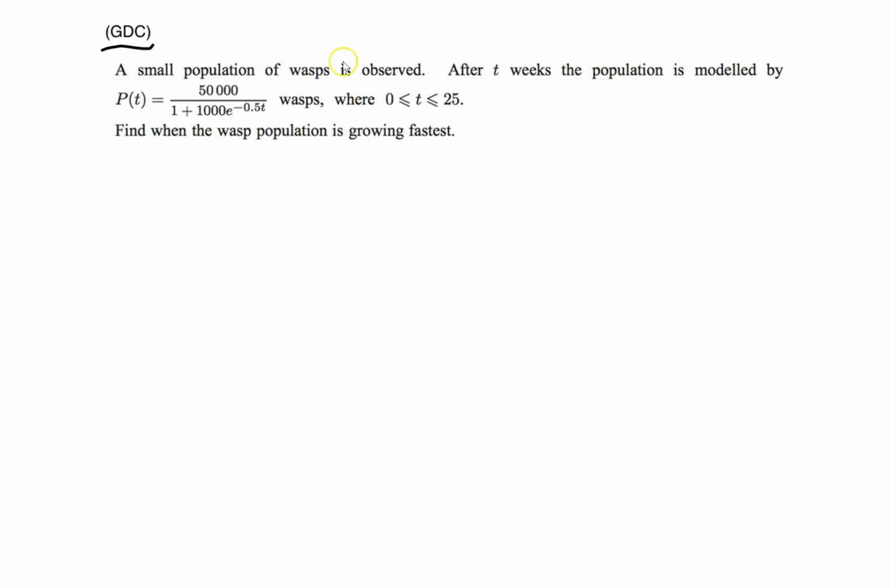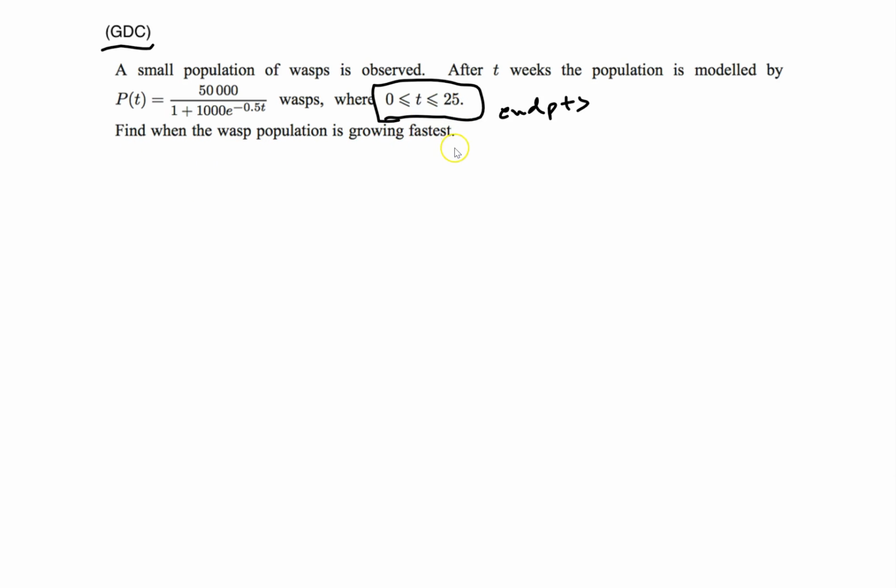Paper 2. A small population of wasps is observed. That's not the prettiest thing in the world. After t weeks the population is modeled by this. So this is the population of those wasps, where 0 is less than t is less than 25. Again, another one where it gave you endpoints, and this time they're both in there.